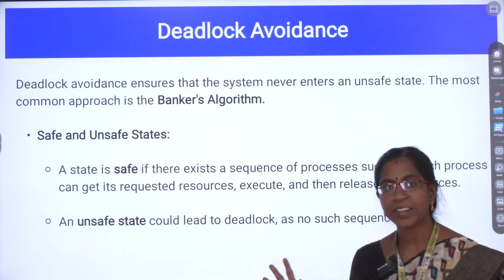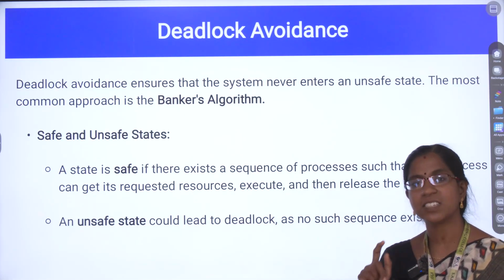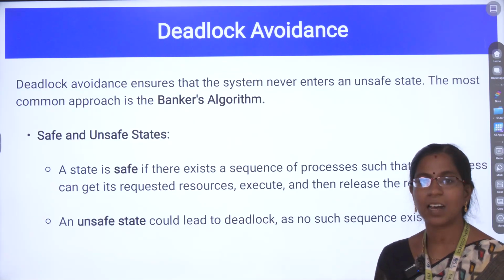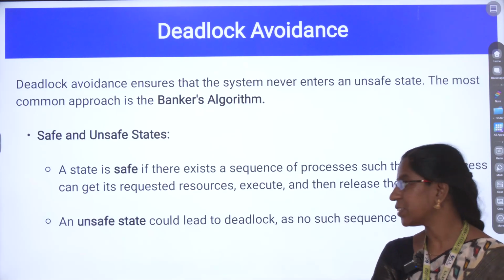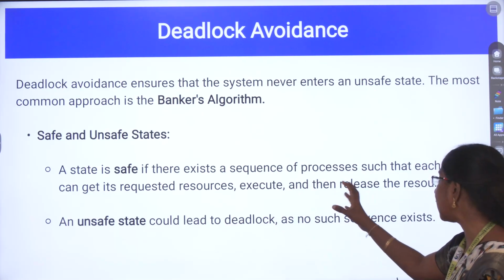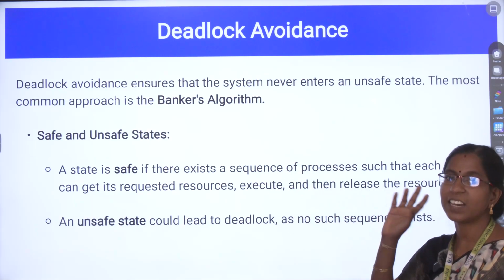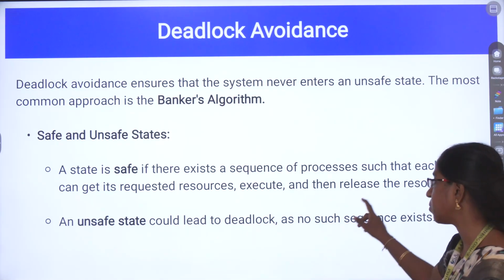So deadlock avoidance mainly gives us two important keywords, safe state and unsafe state. Safe state means there is no deadlock. If a process is safe, it can get the requested resource, execute and release the resource. Then it's safe. Unsafe means it leads to a deadlock. It cannot get the requested resource.